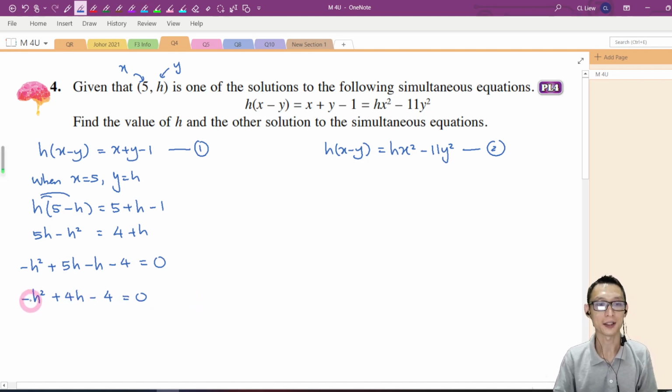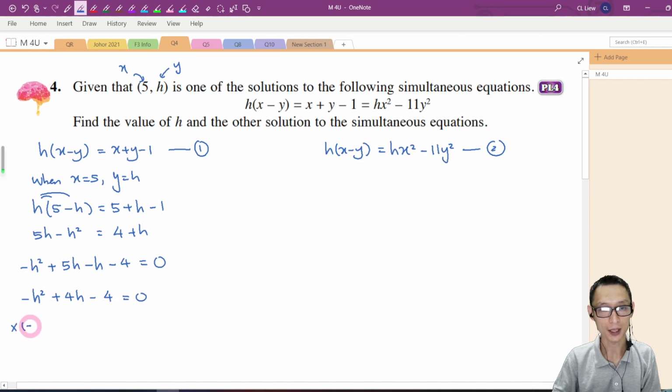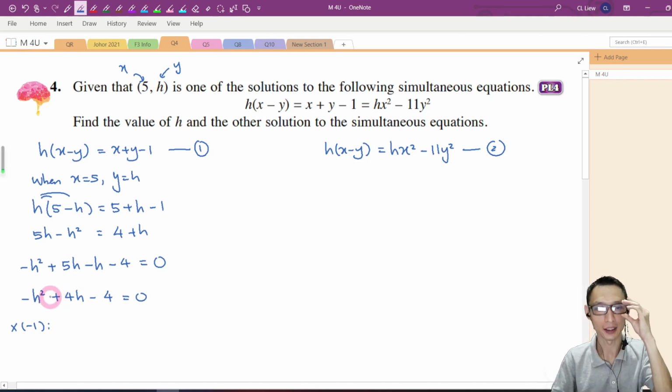Personally, I prefer to change the coefficient of the squared term, in this situation h squared, to positive. If you don't want to change to positive, you can do a factorization from here, or use your calculator to help you. It's fine, because you will get exactly the same answer. Here I'm going to multiply the whole equation by negative 1 first. When I multiply the whole equation by negative 1, all the signs will change. Negative will become positive, positive will become negative.